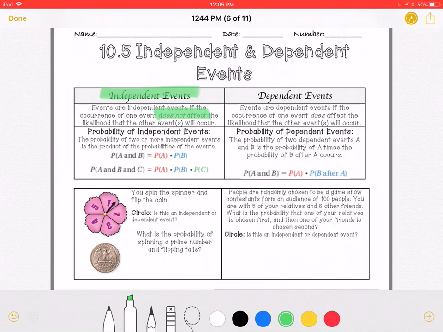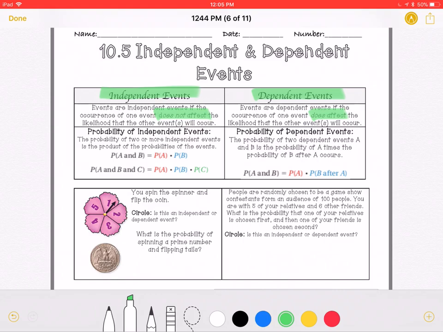Think about it. If you're independent, right? You're not affecting anybody else. You're on your own. You're working by yourself, right? You have no effect on anyone else. Whereas dependent events, you're dependent on someone else or something else. So events are dependent if the occurrence of one event does affect the likelihood that the other events will occur.